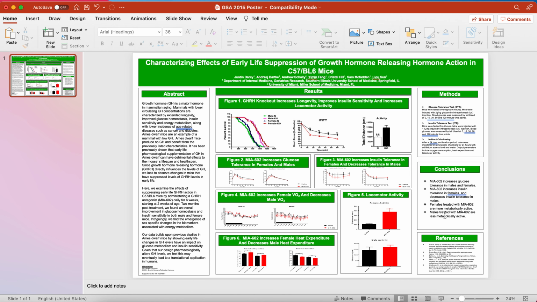Okay. And the last thing is the references. Again, this could maybe be even smaller, but it's fine. And so that's kind of the overview of the posters.